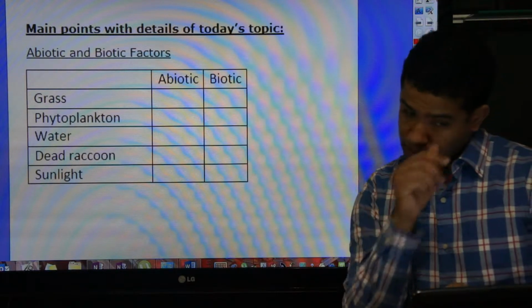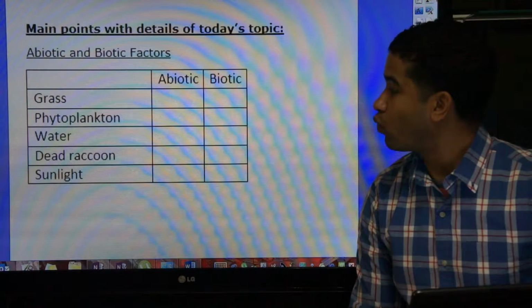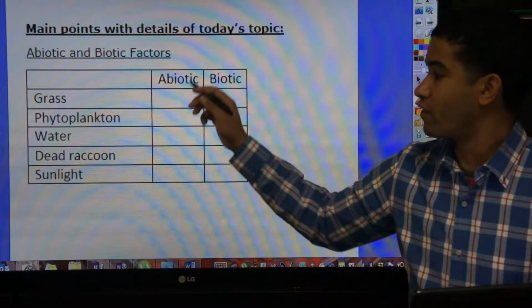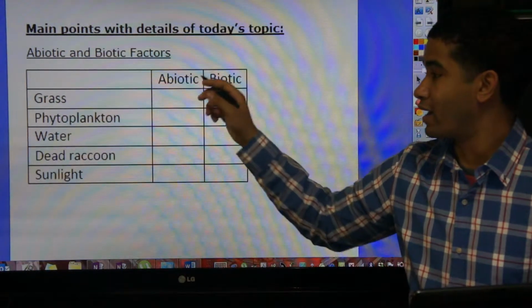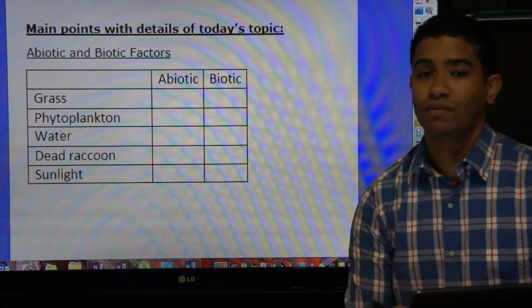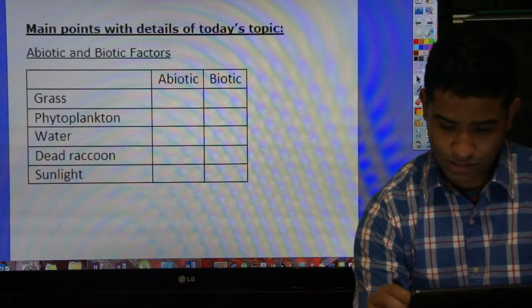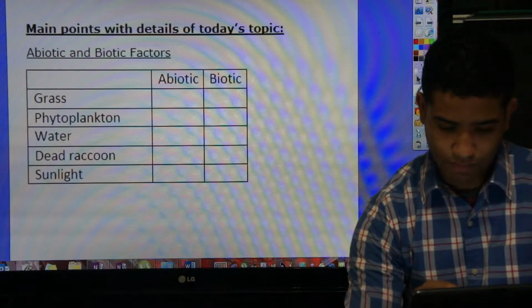Alright, so main point for today. Let's look at what these are. Is it biotic or abiotic? Grass. Is it biotic or abiotic? Well, grass is living, it's an organism, so it is biotic.